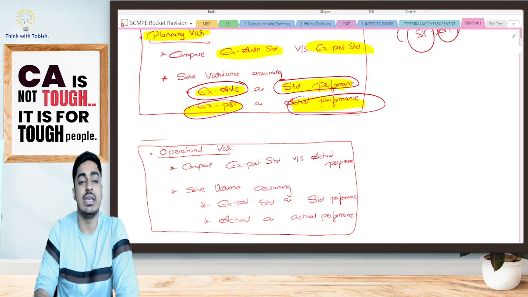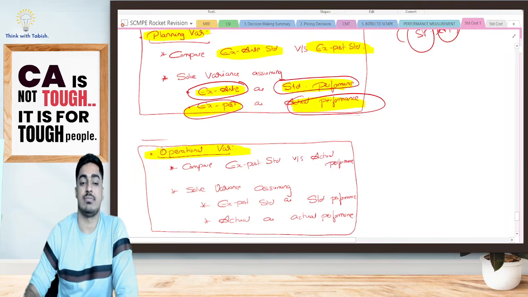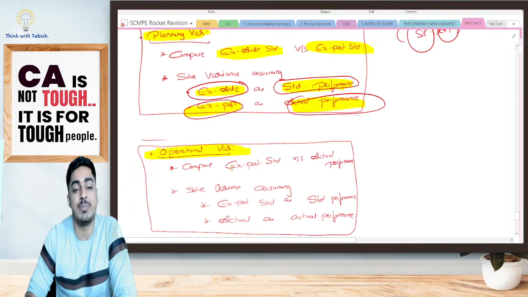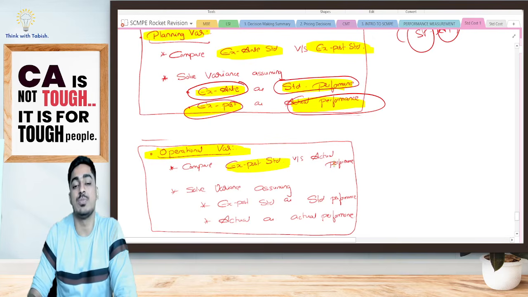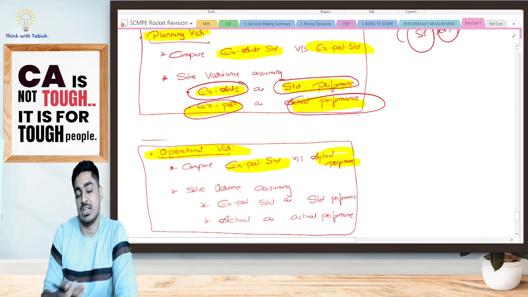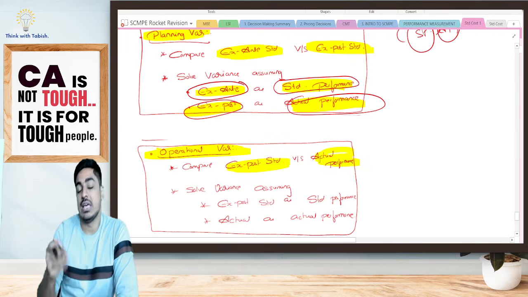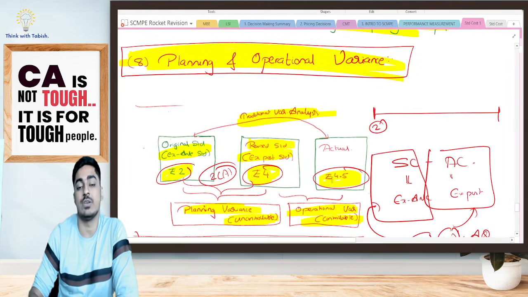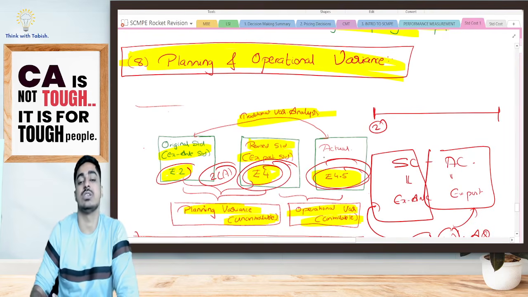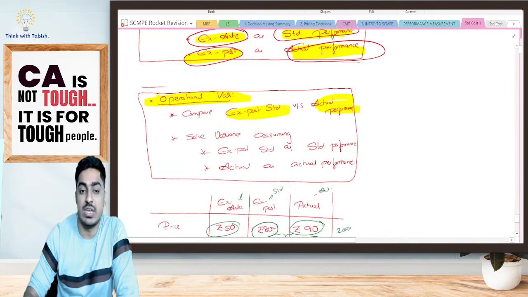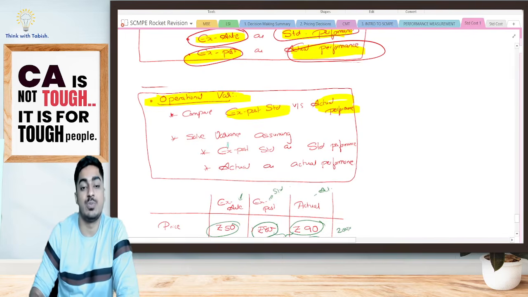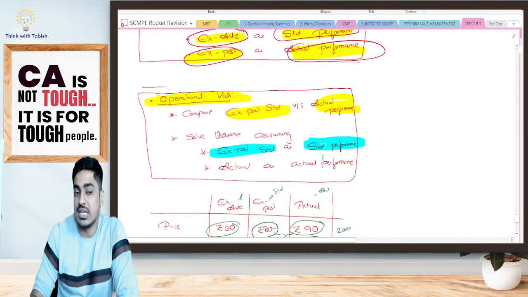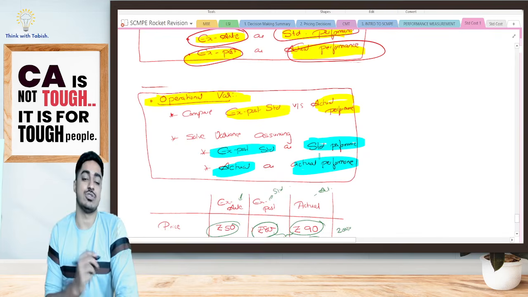Now I should be getting my operational variance as well. So in operational variance, what am I comparing? I'll be comparing ex post standard with my actual performance. Now, how will I be solving? Same thing. However, now, yes, you are comparing 4 with 4.5. So, which is your standard now? This is my standard now, which is my actual now. This is my actual now. So, solve your variance assuming your ex post standard as your standard as well as your actual performance.